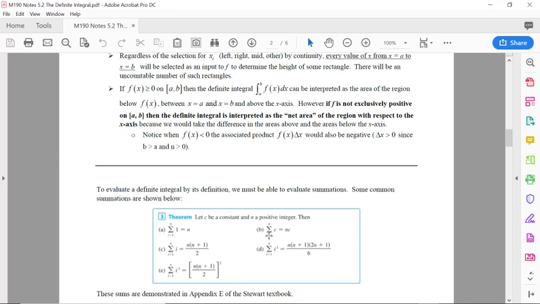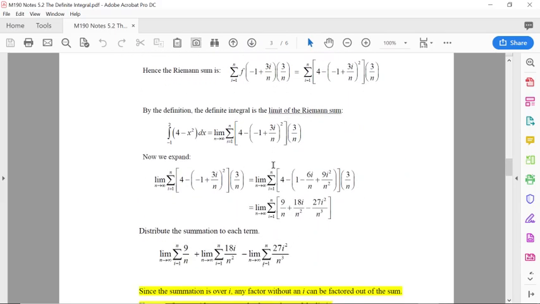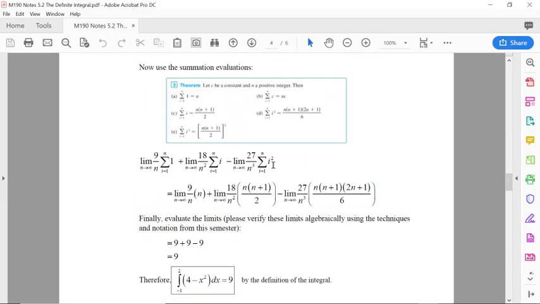Okay, the other ones, if we had the sum I equals 1 to n of a constant c, it's going to be n times c. That's the same as factoring the constant out of this summation here. And finally, if you run into an I cubed in one of your definite integrals, this is how you evaluate the sum of I cubed. And that's as much as you would need to know for this particular course. Okay, so there's our sums.